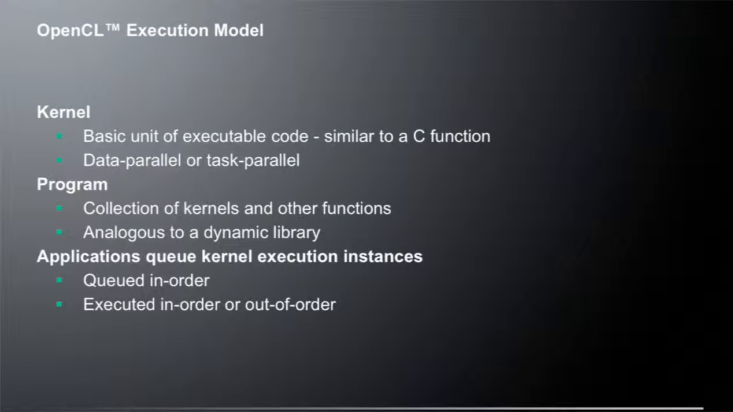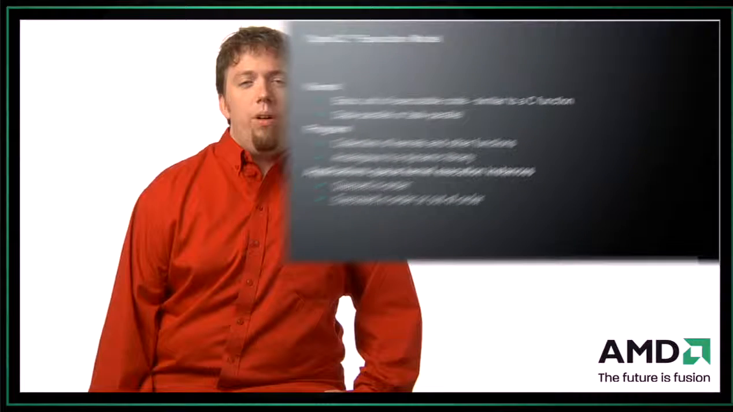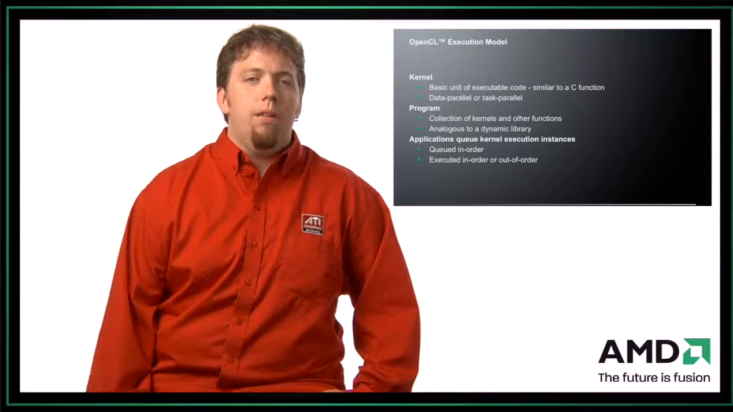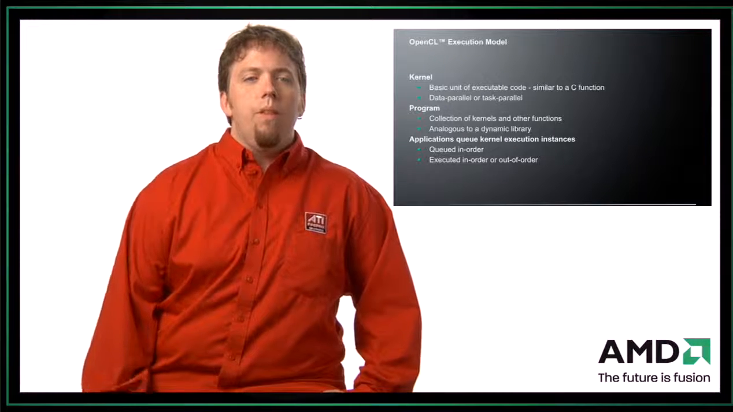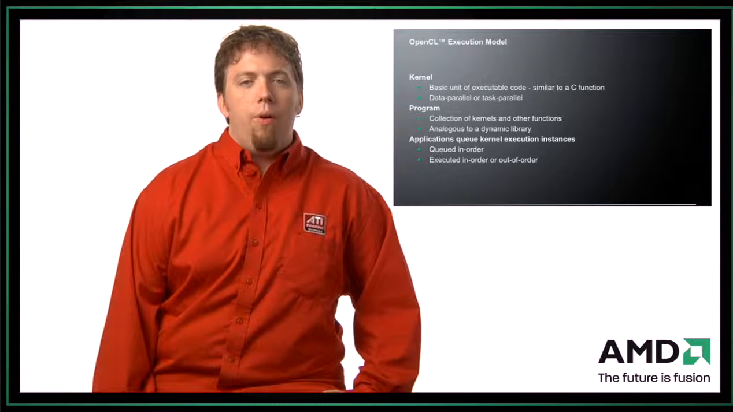So the execution model. There are three basic components of OpenCL. The first is kernels. Kernels are the basic unit of executable code, very similar to a C function. They can be data parallel or task parallel, but the key thing is that they're parallel, and we're using OpenCL to exploit parallelism.